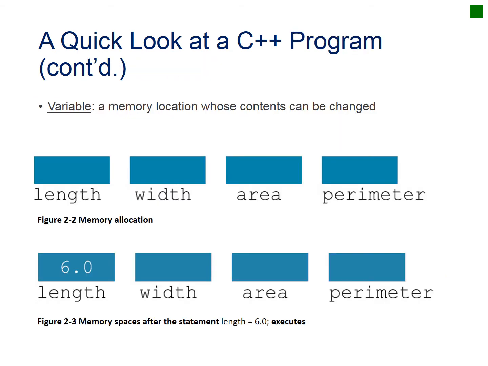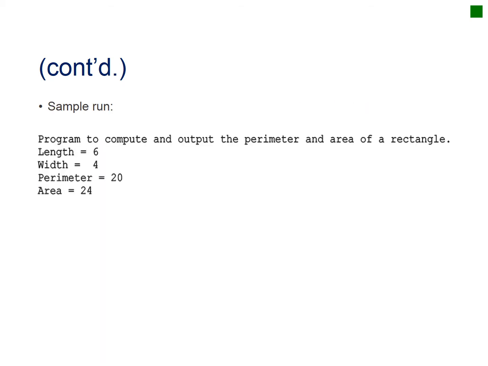In our programs, we have variables. A variable is a memory location whose content can be changed. For example, we can store the value 6.0 in the variable length. We store the value 4.0 in the variable width. We multiply length times width and store that result in the variable area.